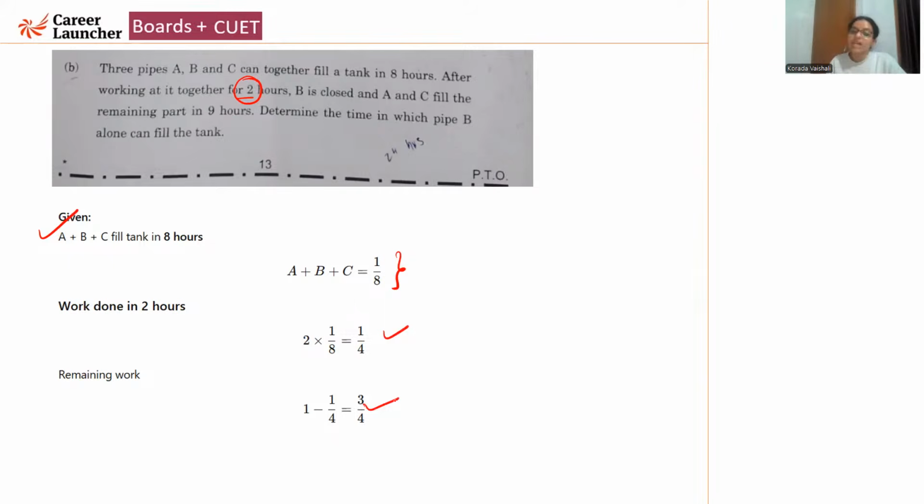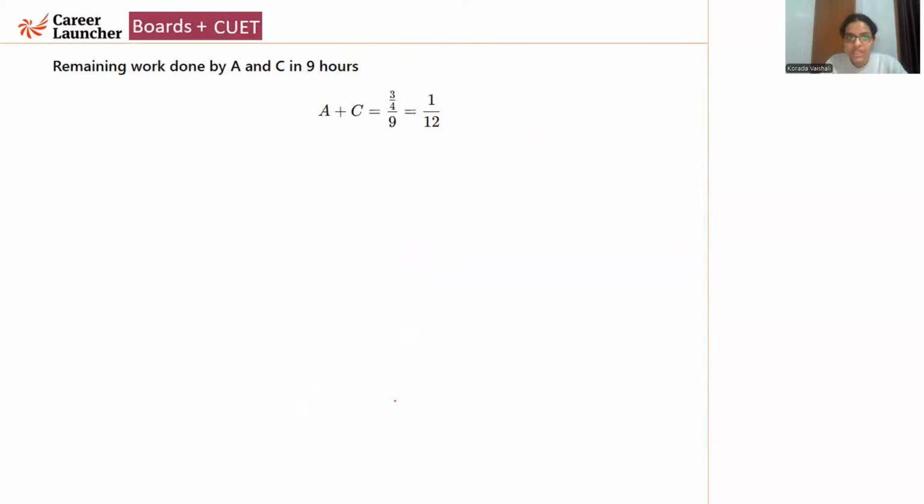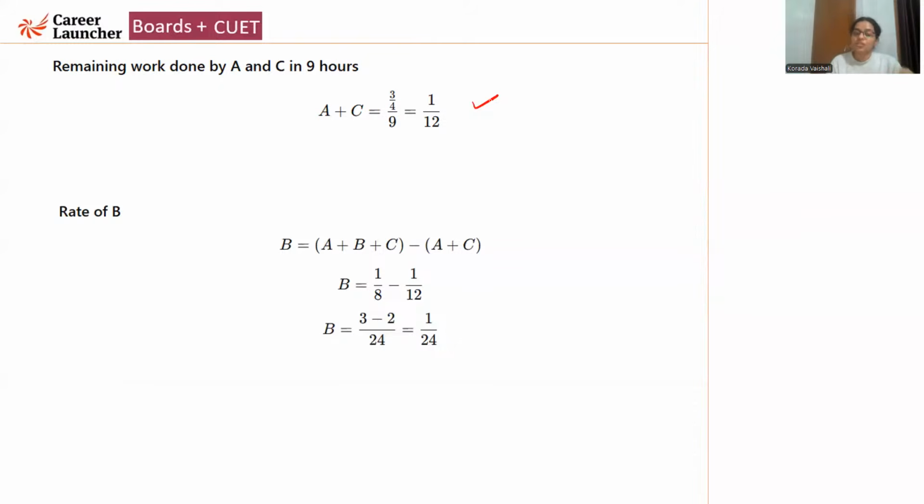Now, अब कितना काम बचा है? So it is going to be 1 minus 1 by 4, which is equal to 3 by 4. And now, the remaining work is to be done by A and C. So it should come out to be 1 by 12. Now, what about the rate of B? So I'm going to make use of the two equations, that A plus B plus C and A plus C. इन दोनों को subtract करके I can say that it is going to be 1 by 24, and considering the reciprocal of it, it is going to be 24 hours. So this is the answer for question.